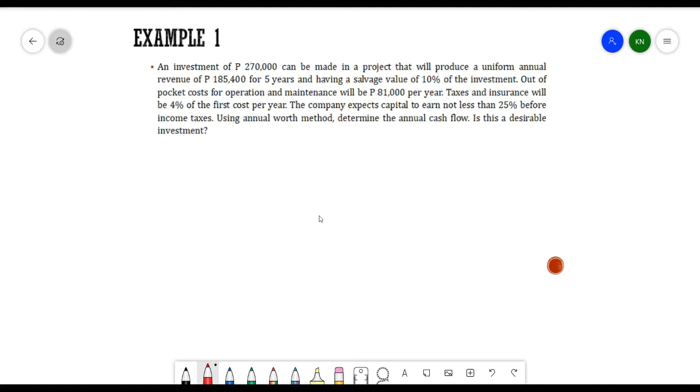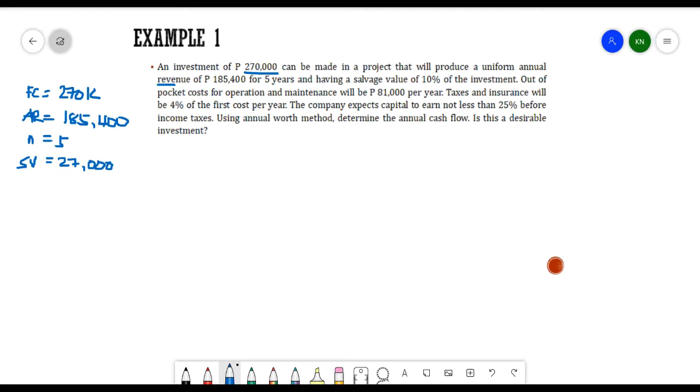So again, we need to identify the given values that we have. We have FC, or the capital investment, which is 270K. We also have the uniform annual revenue, so AR is equivalent to 185,400 pesos for 5 years, so N is equal to 5. Having a salvage value of 10% of the investment, meaning 10% of 270K, we have 27,000. And we have the out-of-pocket cost for operation and maintenance.